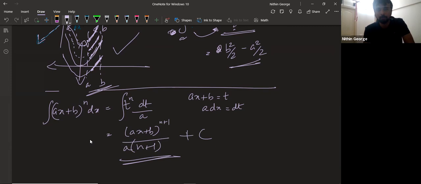So what did you basically do here? You integrated it as if it was one element, and then divided by the differentiated version of that one element. Understood? Which is a.